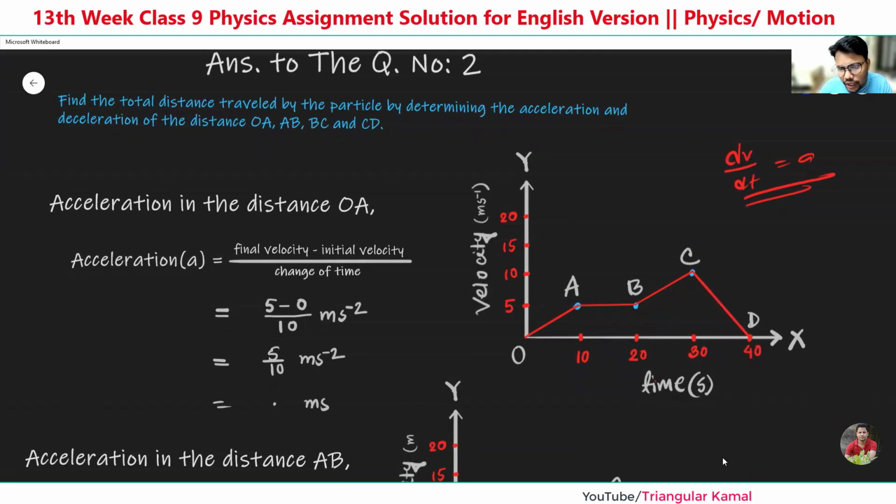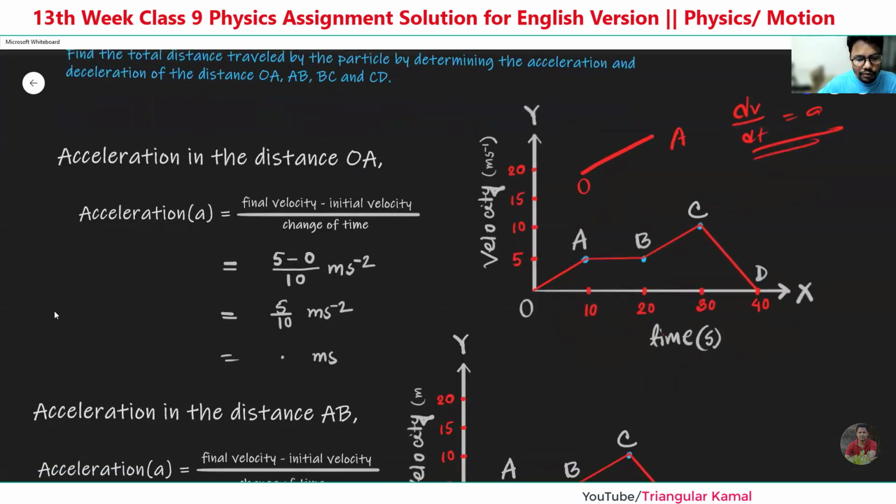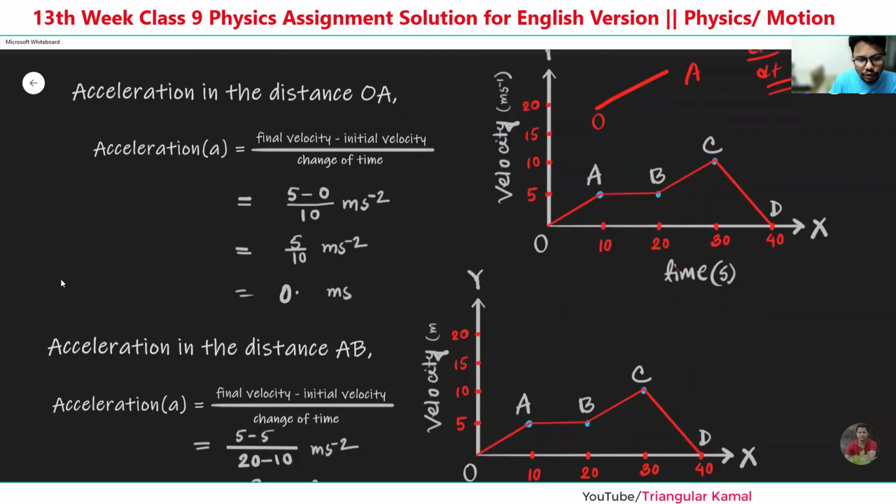In the first one, O to A, the line is OA. This is an upward, increasing line. At 10 seconds, the position of the particle is at A, while the velocity is 5 meters per second. It started from velocity 0, and at point A, in 10 seconds, the change of time is 10 seconds minus 0, and the change of velocity is 0 to 5. The acceleration formula is final velocity minus initial velocity, divided by change of time. So acceleration for OA: doing the calculation, you get 5 divided by 10, which is 0.5 m/s². I think I missed something here.